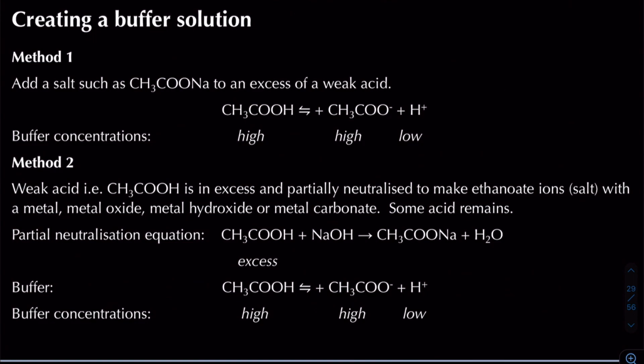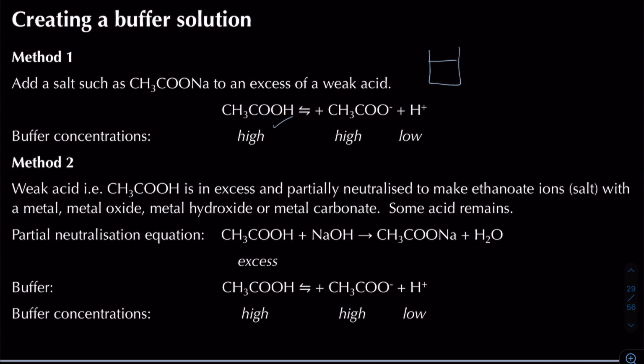So looking at how we can actually make a buffer solution, there are two different ways to make a buffer solution. The first method, which is very nice and easy, is where we add a salt of a weak acid. Let's say I'm dealing with ethanoic acid, I would add the salt of ethanoic acid, let's say sodium ethanoate in this case, to an excess of a weak acid, such as ethanoic acid itself. And what will happen is that we end up with a very high concentration of ethanoic acid, because that's what we've done here. We've taken a solution of excess weak acid and we've added to that a salt of ethanoic acid, which is going to be sodium ethanoate.